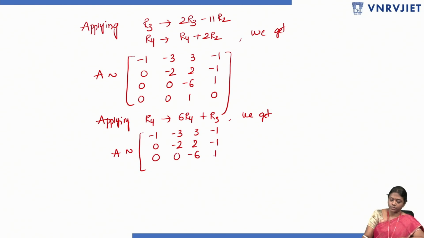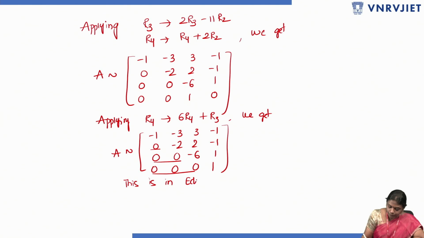Now implement this operation here. This is already 0, this is 0. Now this is going to be 0. And now here 0 plus R3, that is 1. If you observe here, the number of zeros in the first, that is second, third, and the last row, are the number of zeros in increasing order? Therefore, we can say that this is in echelon form.